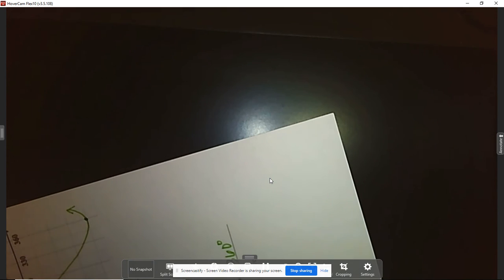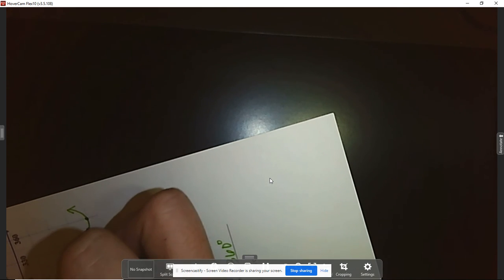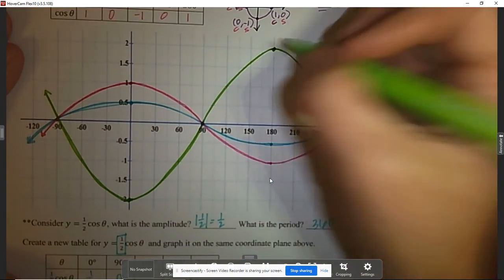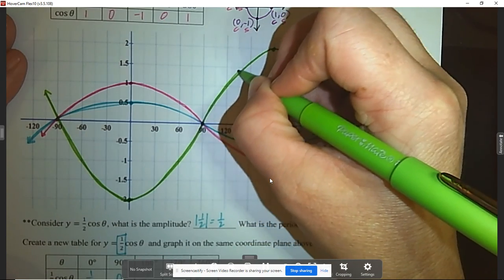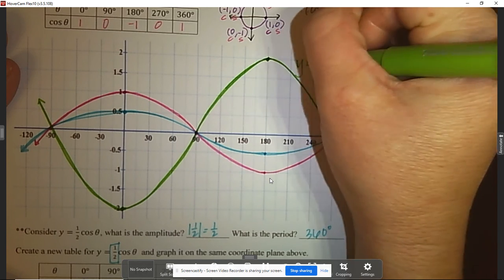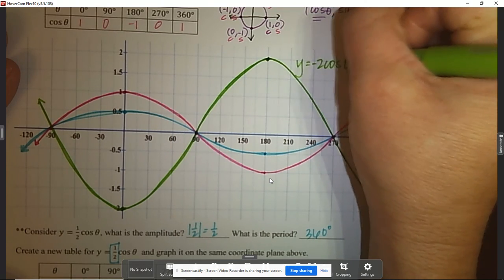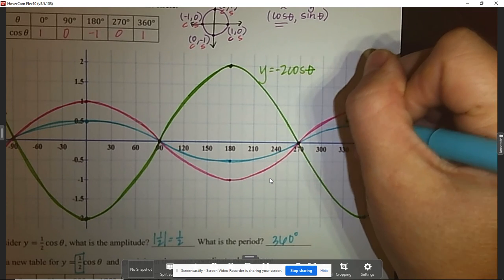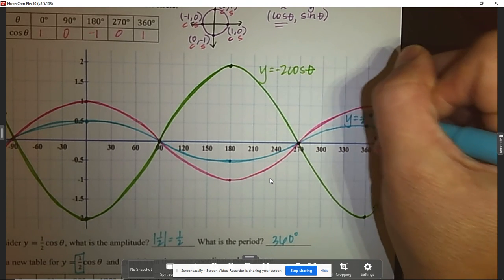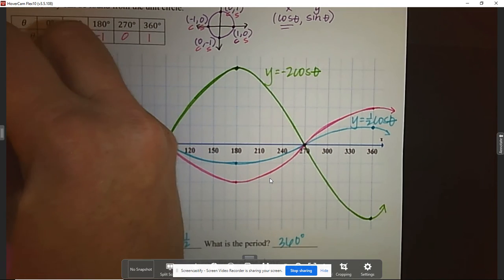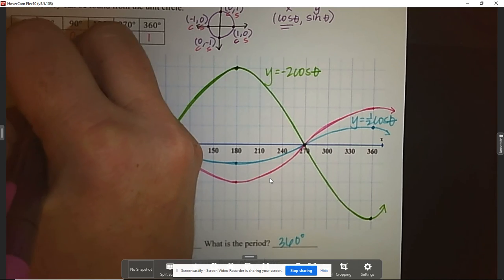All right. So there is -2 cosine theta. It's not as curved as I would like it to be, but it's okay. So y equals -2 cosine theta. This blue one was y equals 1/2 cosine theta. And the pink one is our parent graph, y equals cosine theta.